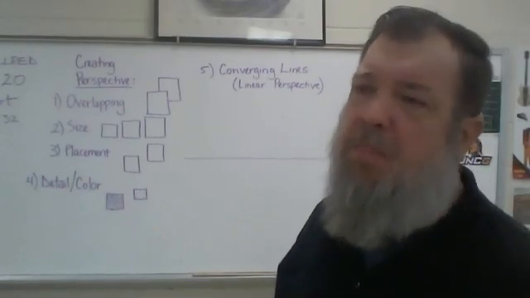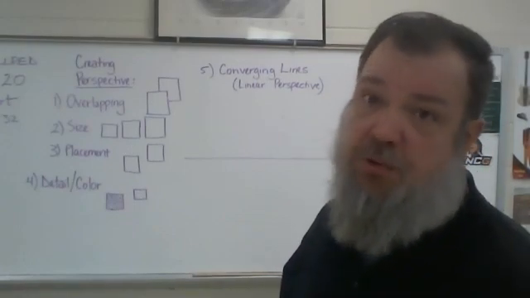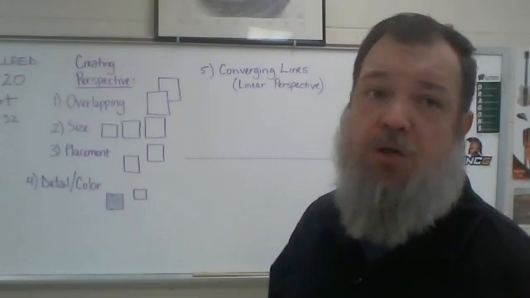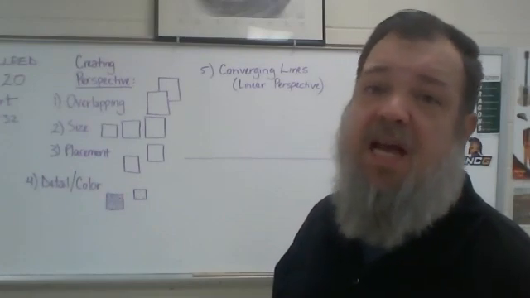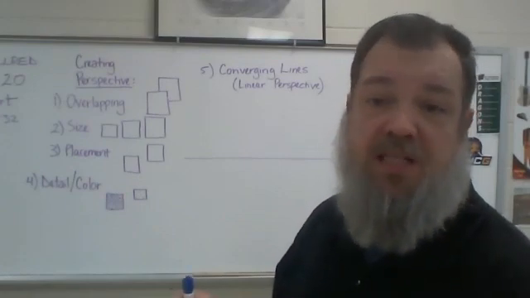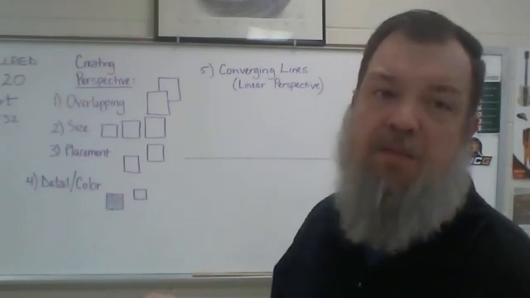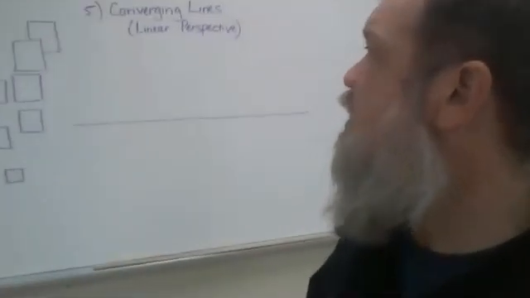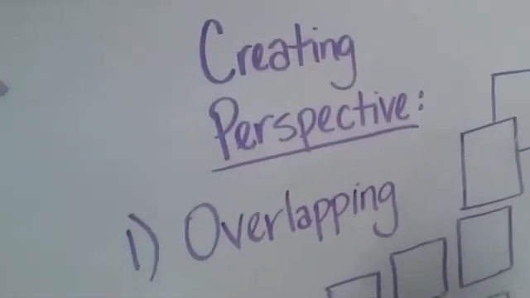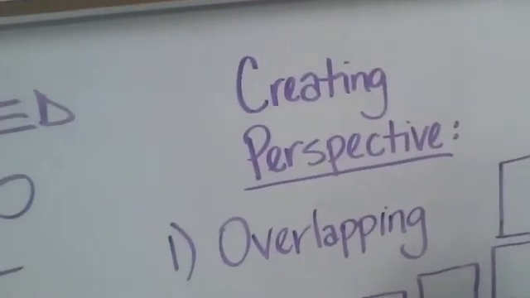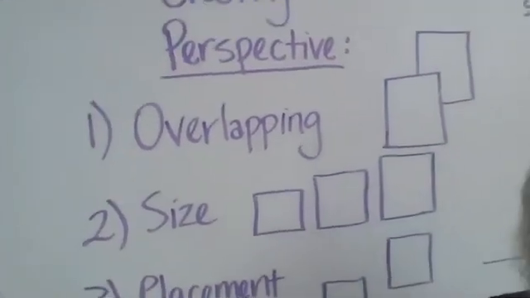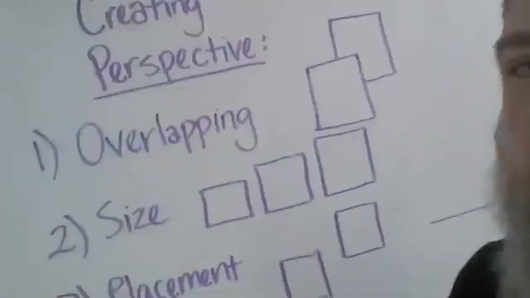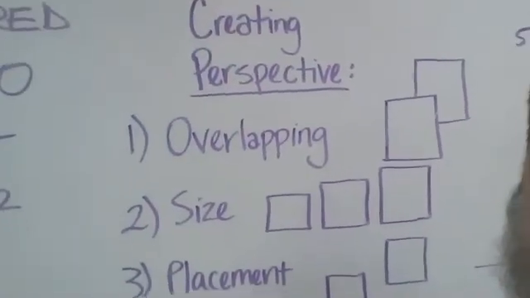But obviously there was a lot of art before the 15th century. So there are ways that artists created perspective, created space, and the illusion that some things were closer than other things in the drawing, before linear perspective was invented. So let's take a look at some of those methods. Ways of creating perspective, all right?